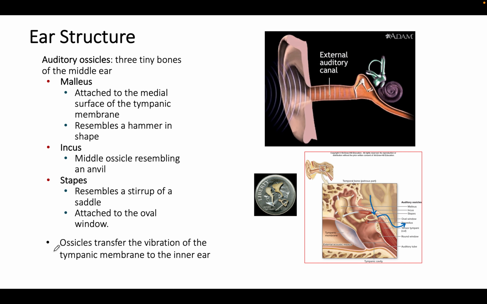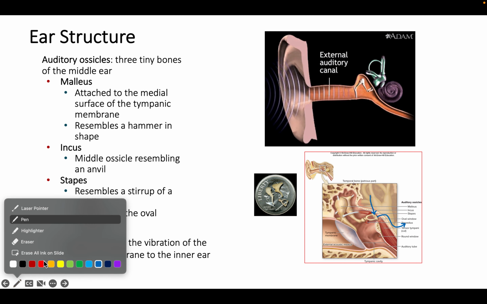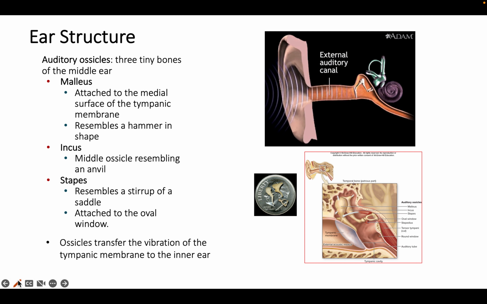All right. So the ossicles transfer the vibration from the external ear, the sound wave, from the tympanic membrane onto that oval window, and then those pressure waves of fluid flow throughout the inner ear.